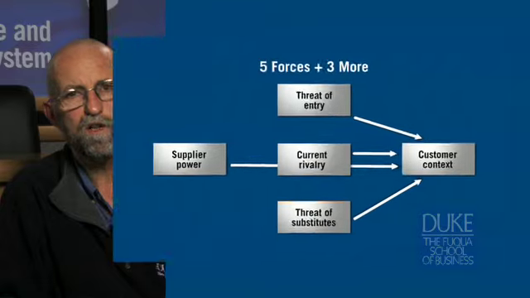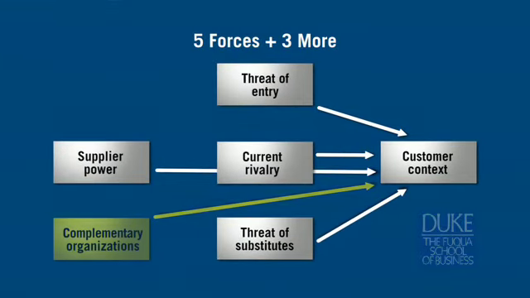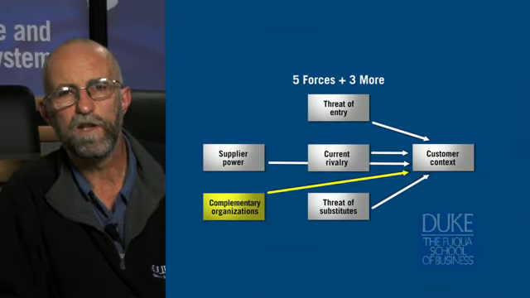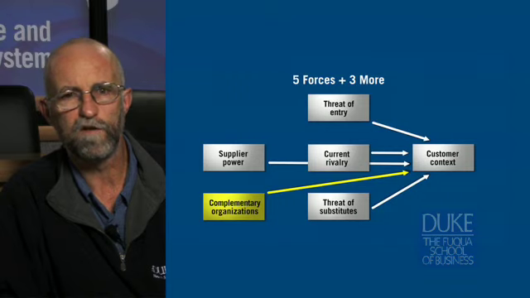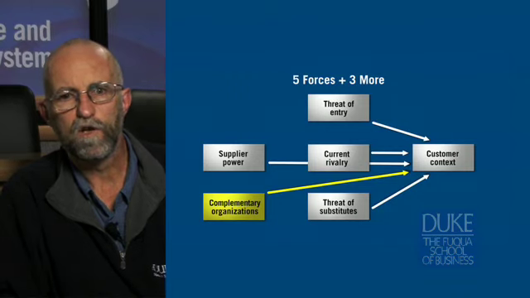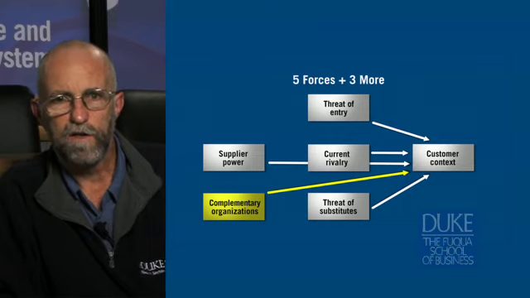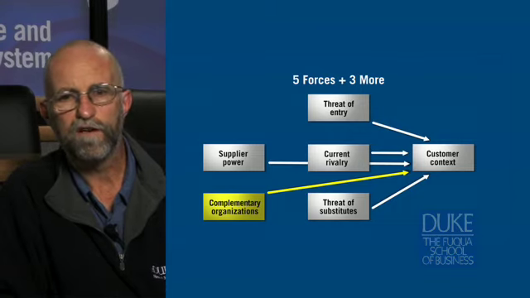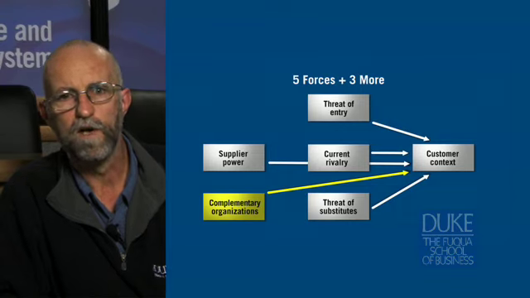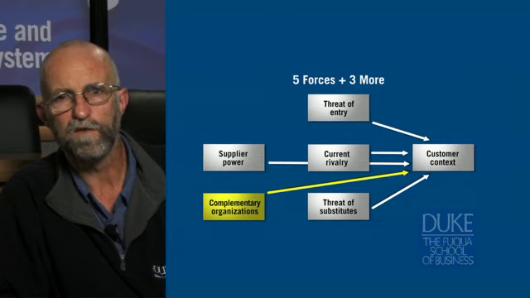In addition, it's important to look at three more forces. We need to look at complementary organizations, firms that provide not direct components, but complementary components. Things that, whether they're goods or services, need to be coupled with your goods and services. So if you're in the computer industry, you need to look not only at the disk drives that go into your box, but you need to look at firms that are designing software, whether it's operating system software or application software. In many industries, you need to look at standard-setting organizations as complementary organizations that influence your ability to provide goods and services to customers.